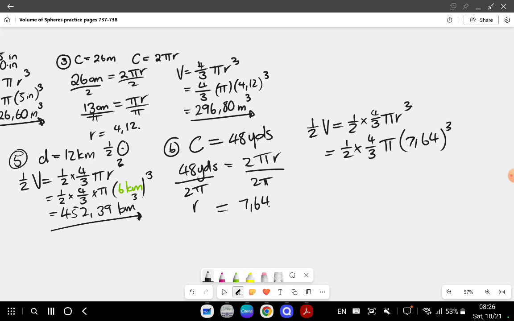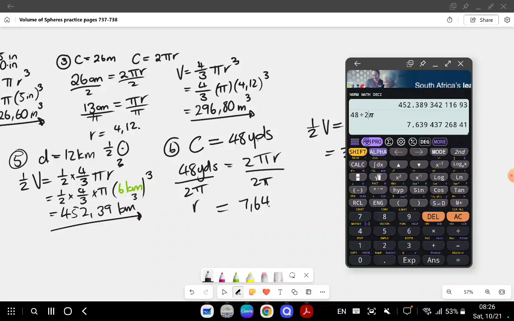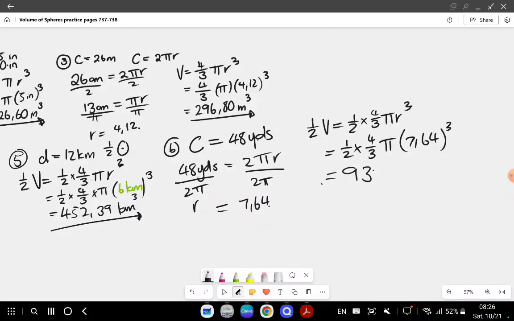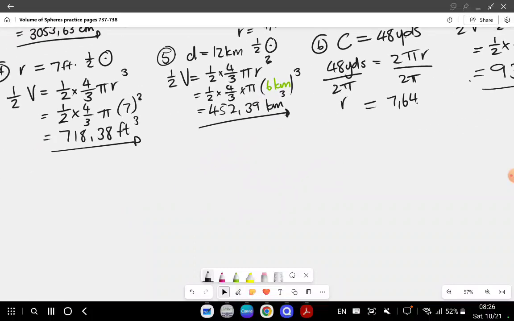7.64 cubed. Let's go to our calculator and go up 1. And this one, let's see if I press answer. That's exactly what I want. That gives me a total of 933.78 yards cubed. There we go.